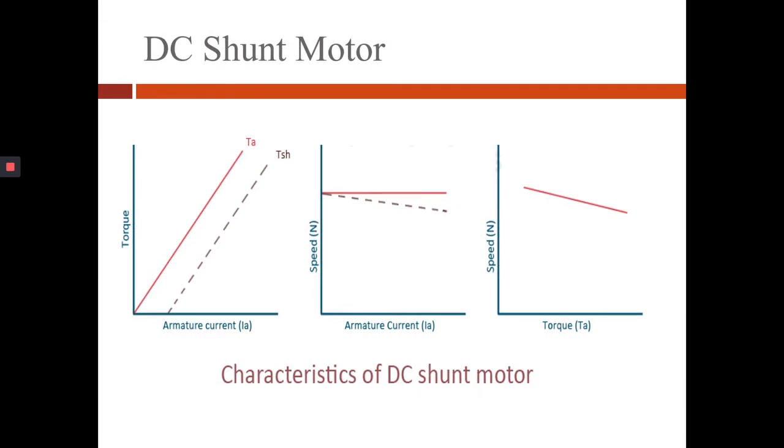Now we'll see characteristics of DC shunt motor. As armature current increases, torque also linearly increases. When armature current increases, speed ideally should be constant but is somewhat decreasing. And when torque increases, speed slowly decreases. These are the characteristics of DC shunt motor.